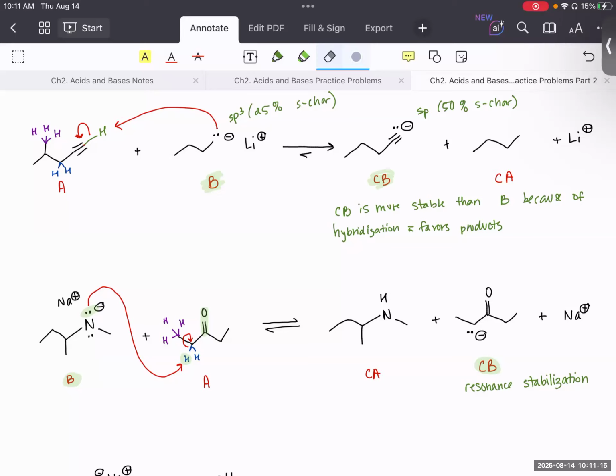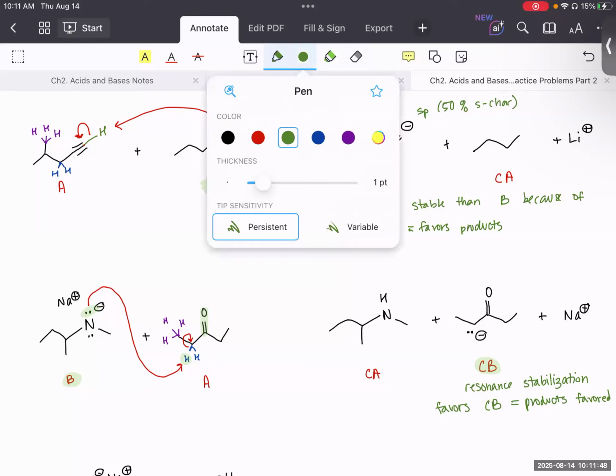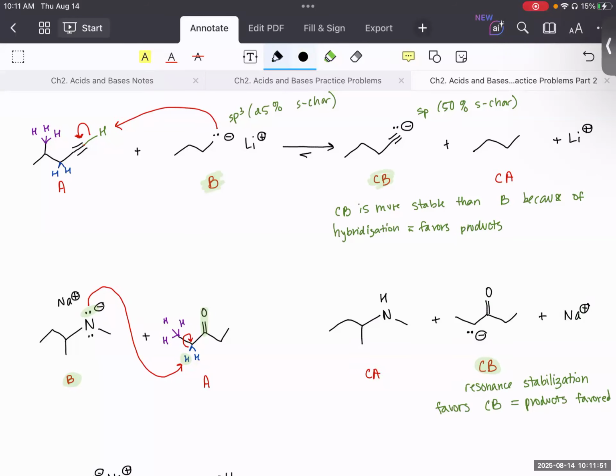And in general, that's pretty common that if you see some sort of resonance stabilization for a base, generally that effect is much, much more important than any of the other ones that we've discussed. So as a result of that, we have that the resonance stabilization favors the conjugate base. So the conjugate base is more stable. Because the conjugate base is more stable, that means we favor the products. So we favor the side that has the more stable base. All right, next we want to draw out the arrow. So again, we're going to have a longer arrow going to the right, smaller arrow going to the left.